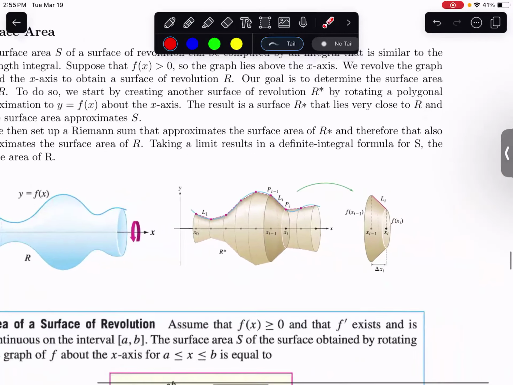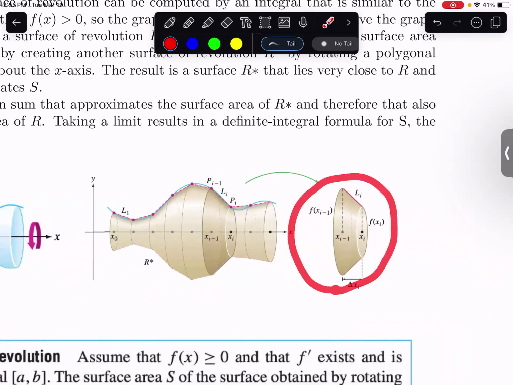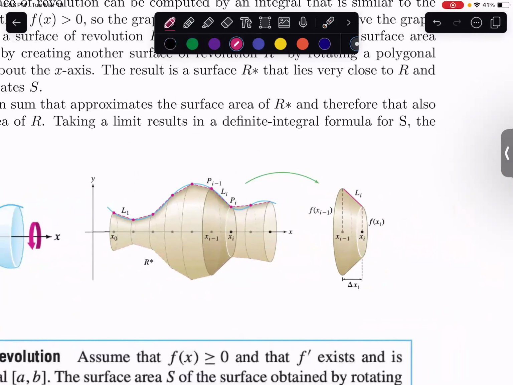And so the big idea is that the surface area of this region here is approximately going to be equal to the surface area of some cylinder. Like if we had something of this form right here.